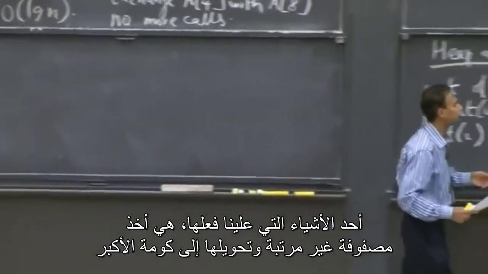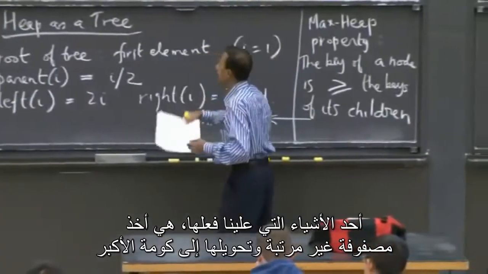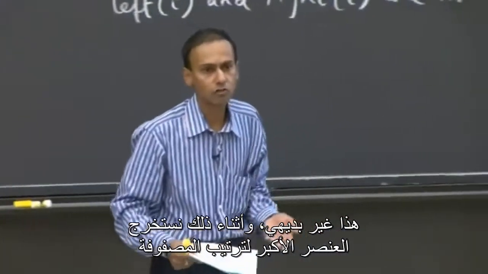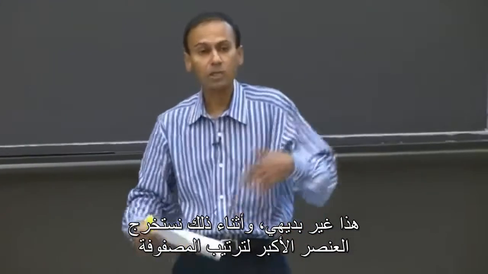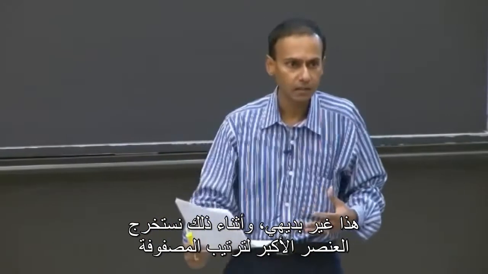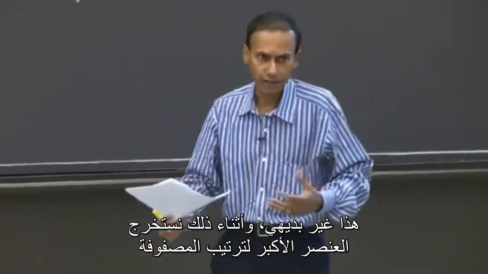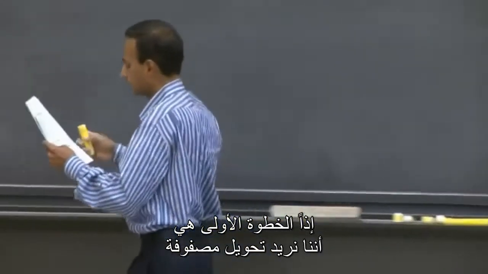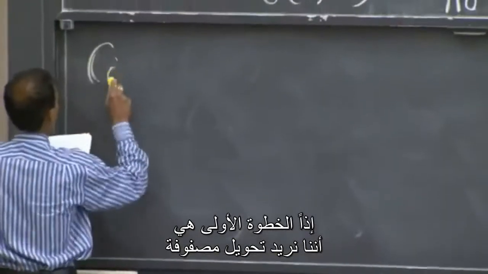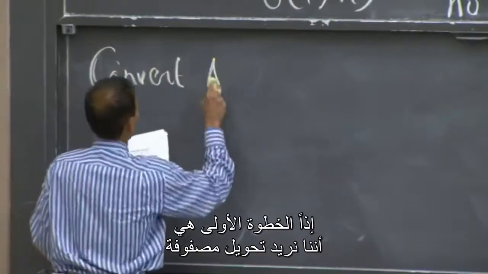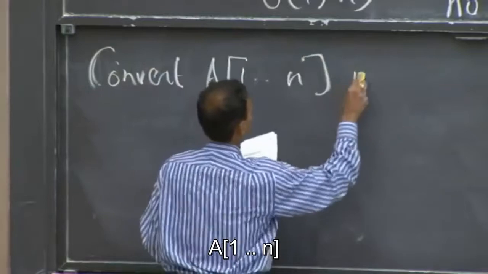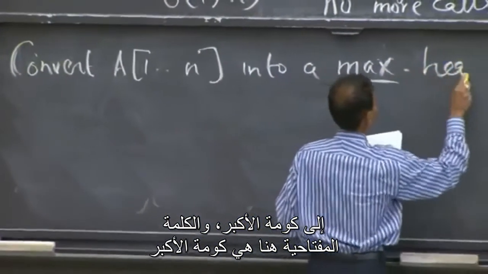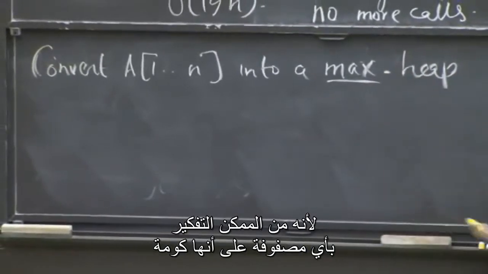One of the things that we need to do, as I said, is to take an unordered array and turn it into a max heap, which is a non-trivial thing to do. And once we do that, we can do this extract max deal to sort the array. So the first step is we want to convert an array A1 through n into a max heap. And the key word here is max heap, because every array can be visualized as a heap.